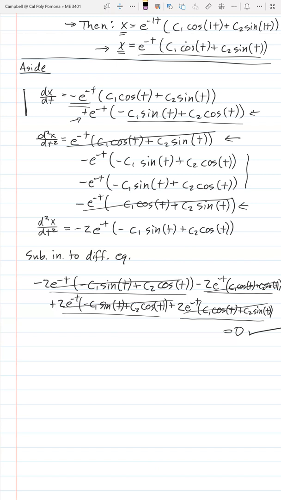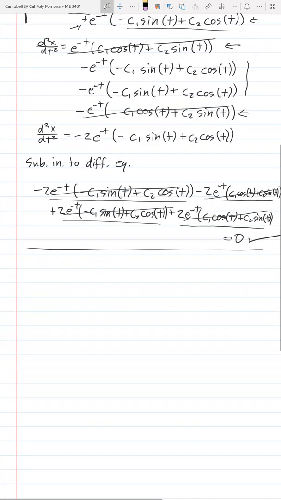Okay, so now I've shown you that this relationship for x is a solution for the differential equation, regardless of what C1 and C2 are. Doesn't matter. But we also have to find what C1 and C2 are. So let's go ahead and find the initial conditions, or find the values of C1 and C2 that properly capture our initial conditions. So we have x at t equals 0.